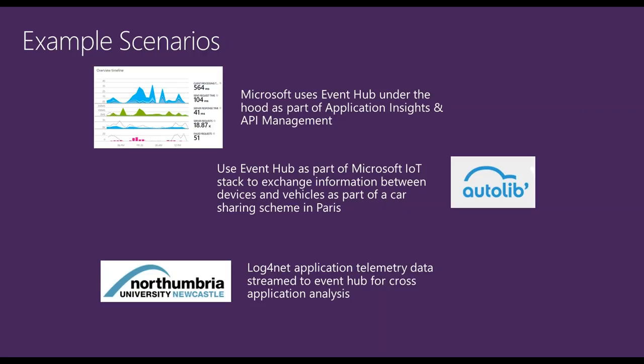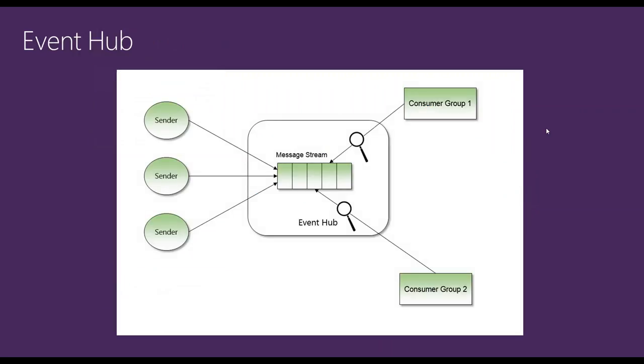One of the ones I've been doing with Northumbria University that's quite cool is we created a log4net appender for Event Hubs, which has been out there on my blog for a while. The idea was that with any logging going on, one of the options is we can stream that logging data, just like any other telemetry from any of our applications, up to an Event Hub, and then we can choose to do some stuff with it. I talked about this a little bit, I think, in a previous session.